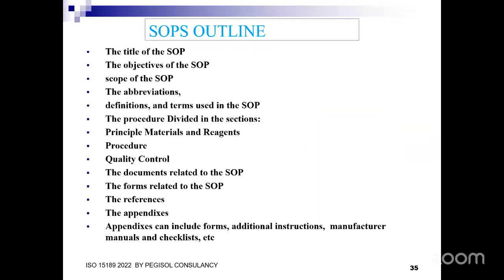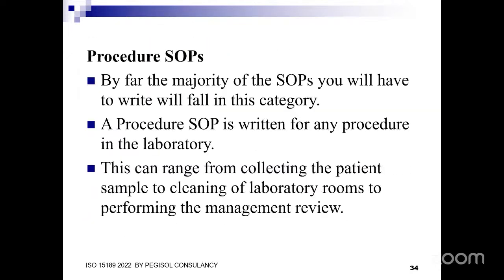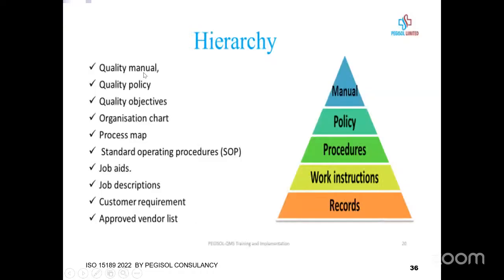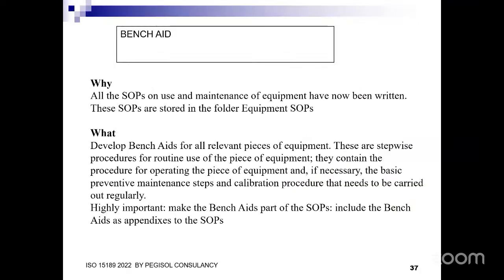Okay, I think I missed out something. I was supposed to talk about job aids, yeah, bench aids. I've shown this previously. Then job aid and bench aid. Why? All the SOPs on use and maintenance of equipment have now been written. These SOPs are stored in a particular place.